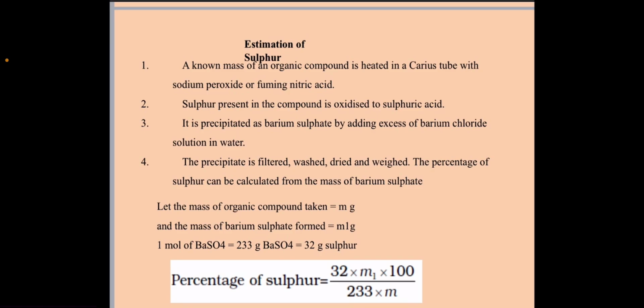The percentage of sulfur can be calculated as: percentage of sulfur is 32, that is the atomic mass of sulfur, 32 into m1 into 100 upon 233 into m, where m is the mass of the organic compound, m1 is the mass of barium sulfate formed, and 233 is the molecular mass of barium sulfate.